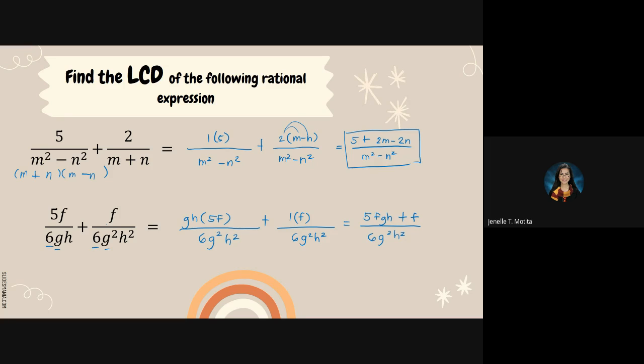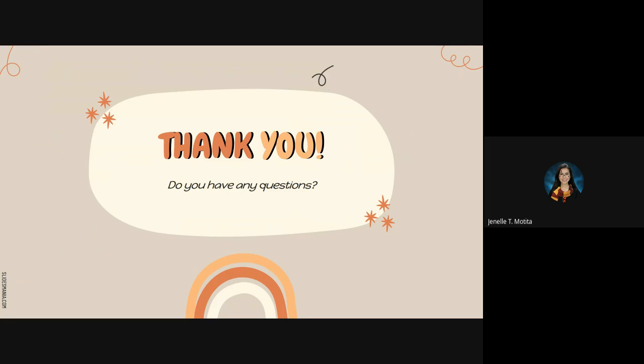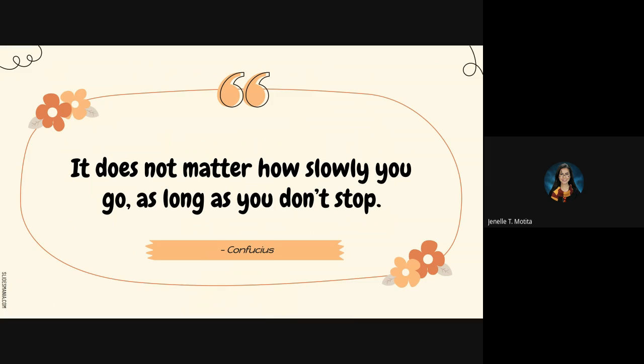So this is how we add and subtract rational expressions with unlike denominators. And so thank you. Do you have any questions? So lastly, it doesn't matter how slowly you go as long as you do not stop. The process might really be long, but of course you'll come up with the correct answer if you proceed with the step-by-step process.